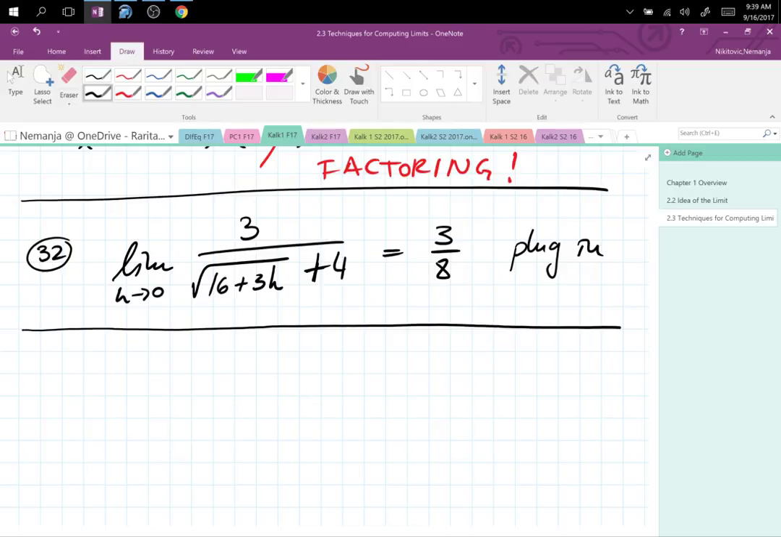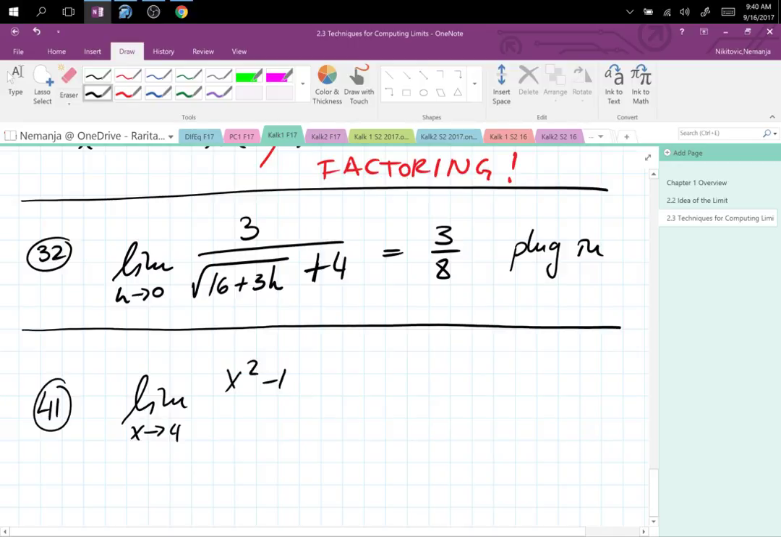Well, I guess you're going to love this one. 41. Limit as x goes to 4 of x squared minus 16 divided by 4 minus x.